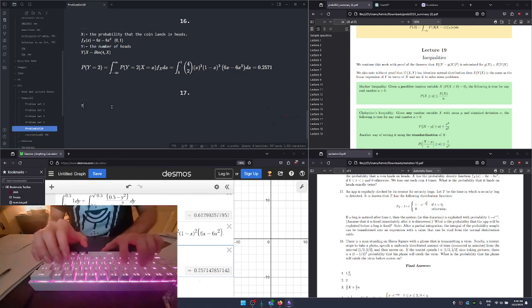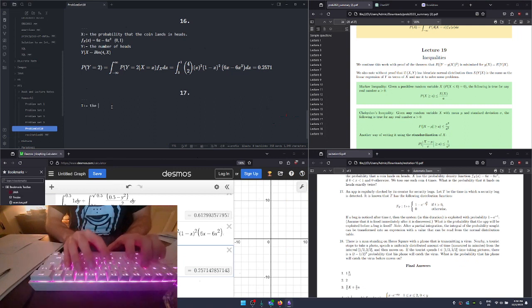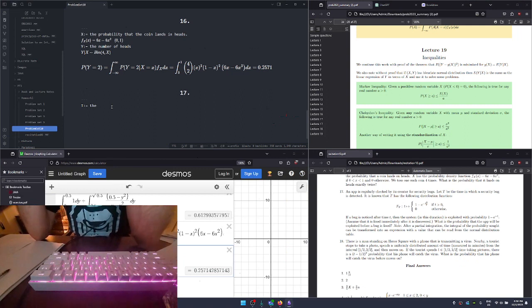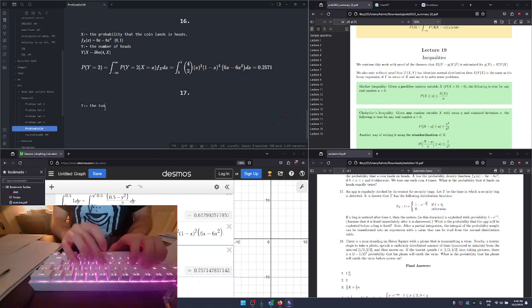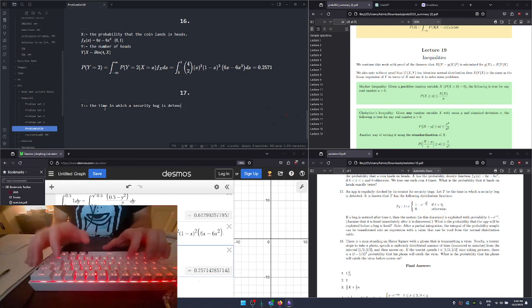So we have t in here. T is defined as the time in which the security bug is detected. Is it the time it takes to detect the security bug? Yeah, the time in which it is detected, starting from 0, because this is like an exponential distribution, right? So we have the time in which the security bug is detected, and then we have this monstrosity here.